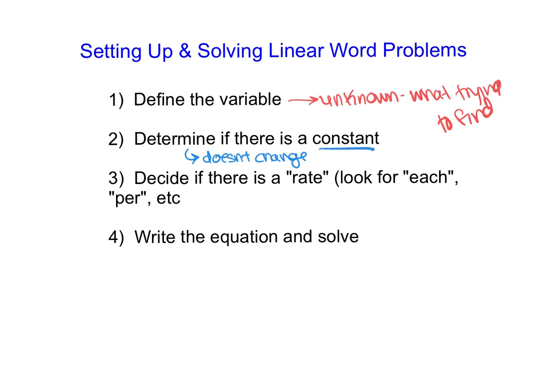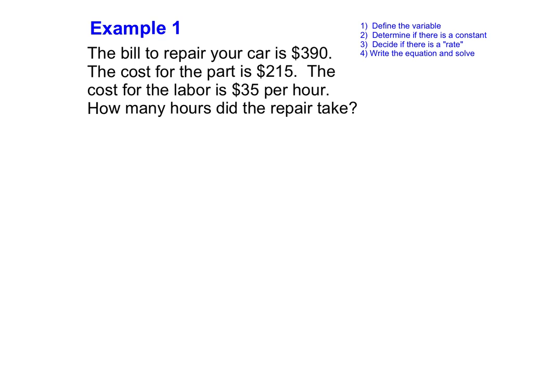The next thing we're going to do is look for what's called a rate, or how something is changing. So this might be, oh, you pay $10 each month, or you pay $4 per book, whatever that might be. So we're going to look for a rate that we might be using that maybe relates to our variable. And then from there, we're going to write our equation and then solve for what the problem is asking us to find. So let's take a look at this example here.